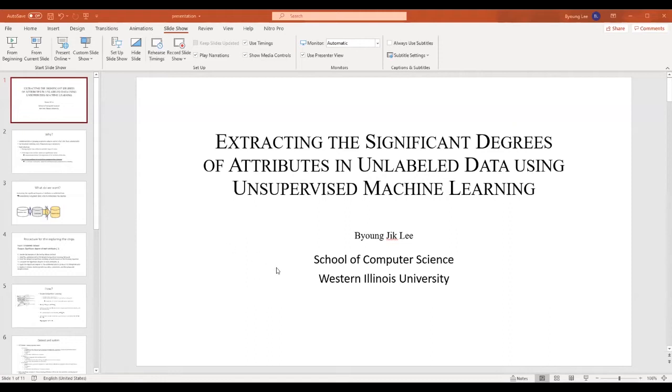I'm going to talk about extracting the significant degrees of attributes in unlabeled data using unsupervised machine learning.